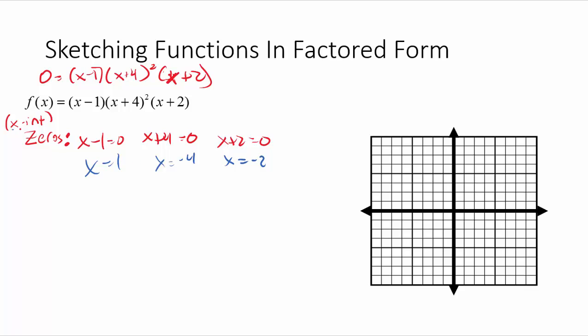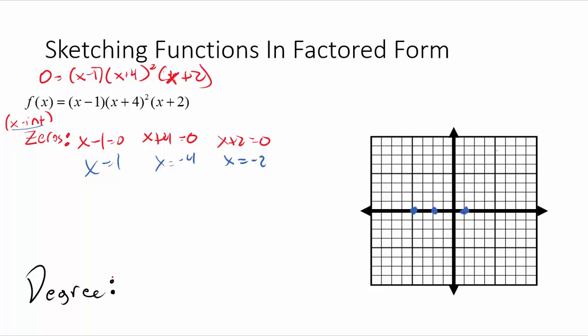Remember, zeros are the same as x-intercepts, so let's plot those right now on the x-axis. So I've got a 0 at negative 4, I've got a 0 at 1, and I've got a 0 at negative 2. And now we just have to figure out what this graph is doing. Is it going to curl around this way? Is it going to do something like this? And we can figure this out by looking at the degree of the function next. So we'll look at the degree.